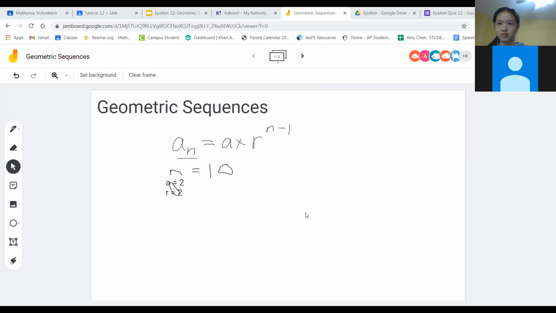So I'm just going to do that really quickly. So a of 10 is equal to a times r to the n minus 1, which is 2 times 2 to the power of 9, all right? So that's basically equal to 2 to the power of 10, because 2 times 2 to the power of 9 is equal to 2 to the power of 10, and 2 to the power of 10 is equal to 1024.